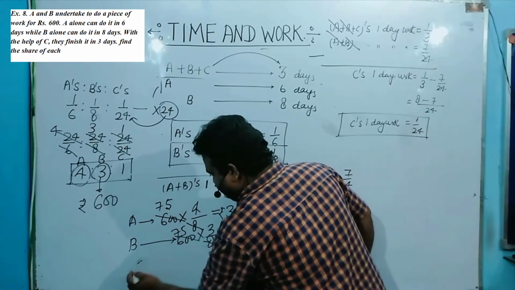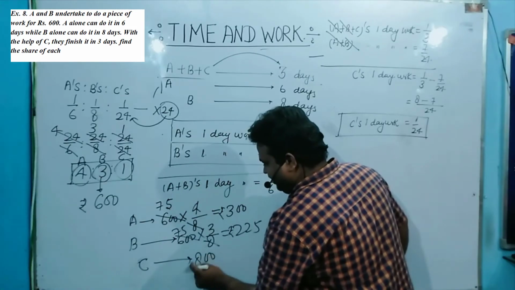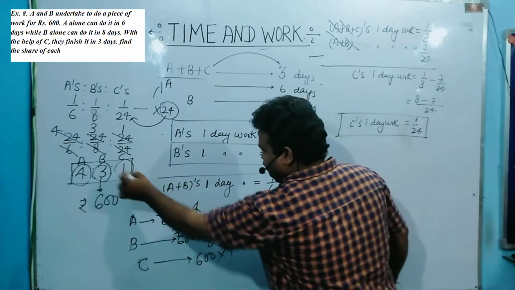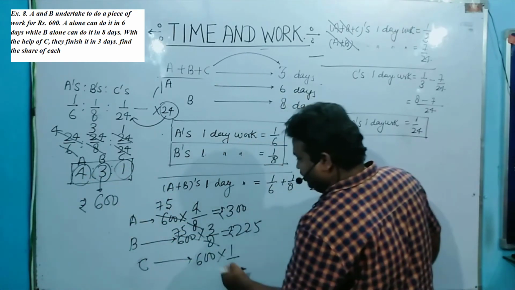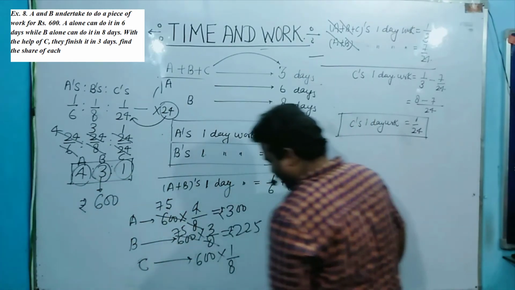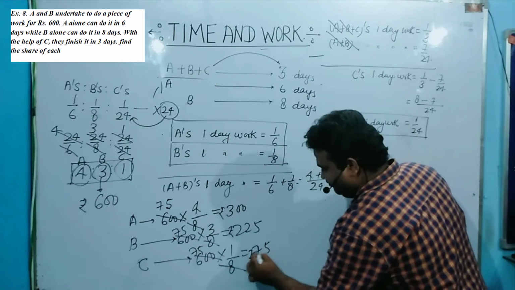Now what is C's ratio? My C ratio is 1. So first you write the total quantity 600 in the ratio. C's ratio is 1 divided by the total ratio. The total value of the ratio is 4 plus 3 plus 1, that is 8. So this is 75. So you will get 75 rupees for C.